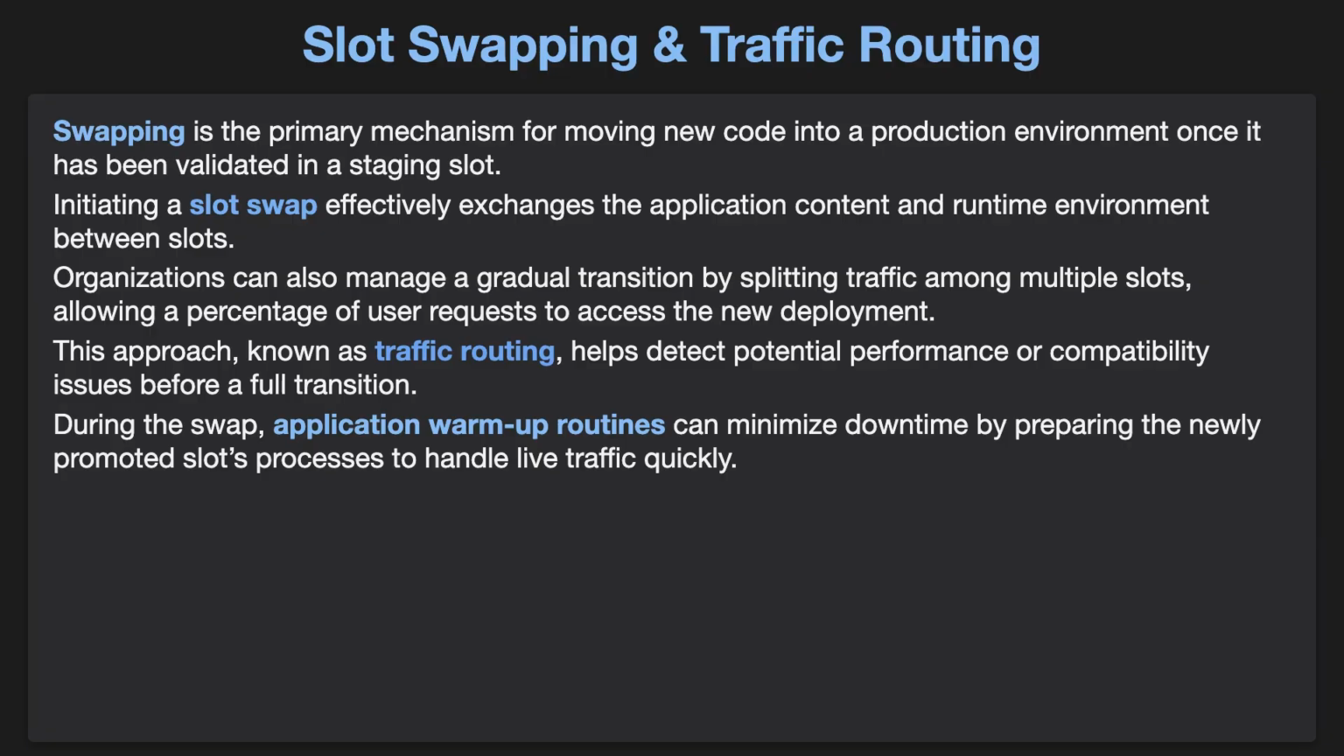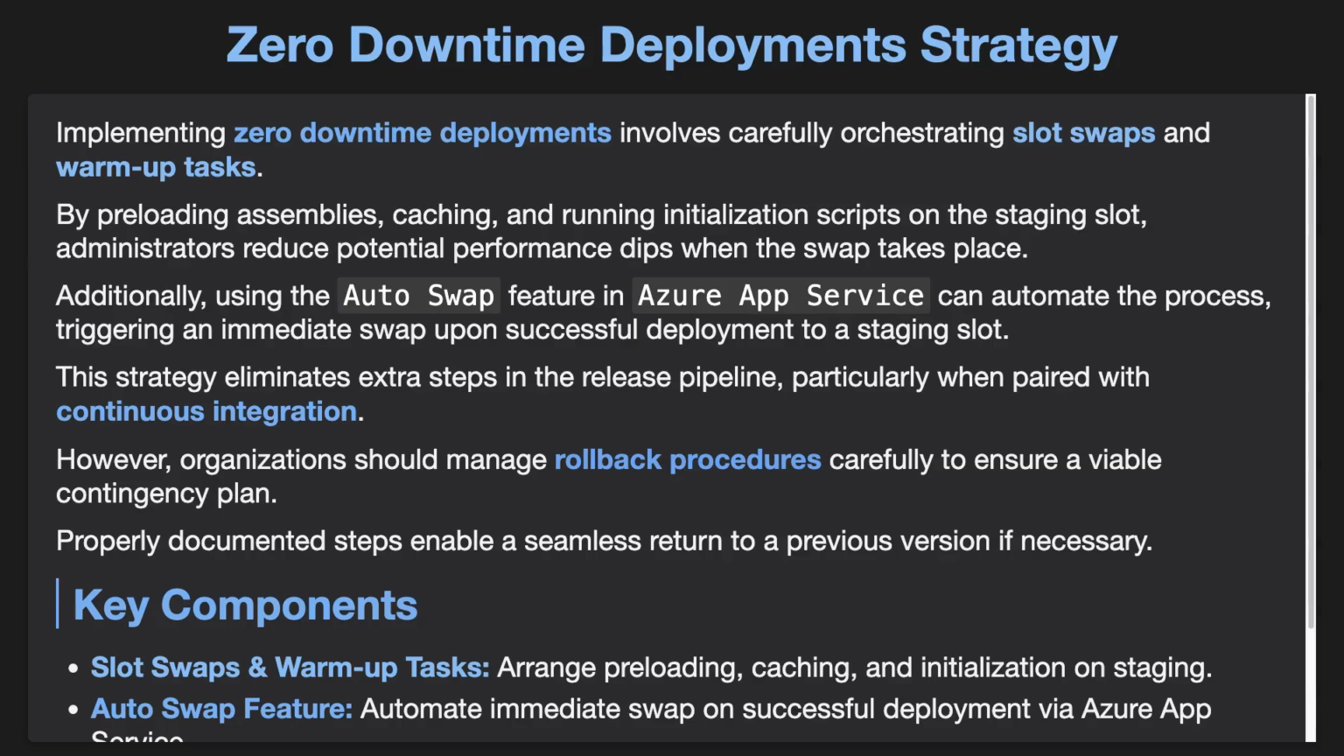Organizations can also manage a gradual transition by splitting traffic among multiple slots, allowing a percentage of user requests to access the new deployment. This approach, known as traffic routing, helps detect potential performance or compatibility issues before a full transition. During the swap, application warm-up routines can minimize downtime by preparing the newly promoted slot's processes to handle live traffic quickly. Implementing zero downtime deployments involves carefully orchestrating slot swaps and warm-up tasks.